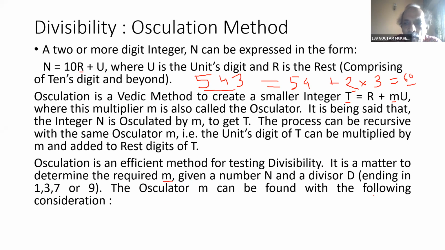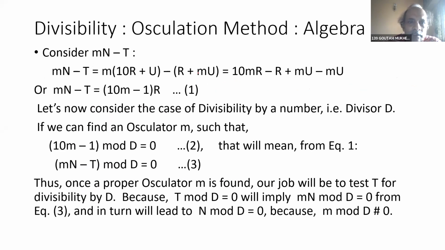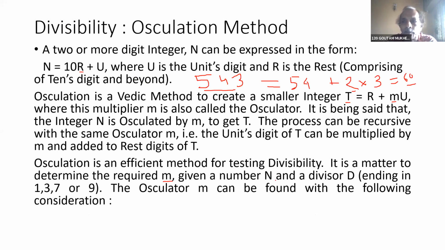The oscillator m can be found with the following consideration. If you know some mathematics, algebra, you will be able to understand. Otherwise, if you do not understand, I will also tell you the procedure. This is the deduction, proving how this procedure is working. So I consider m into capital N, that number, minus T. So it becomes m into 10 n plus u, minus this test. I told you that T is r plus mu. You can note down somewhere: N is 10r plus u, and T is r plus mu.